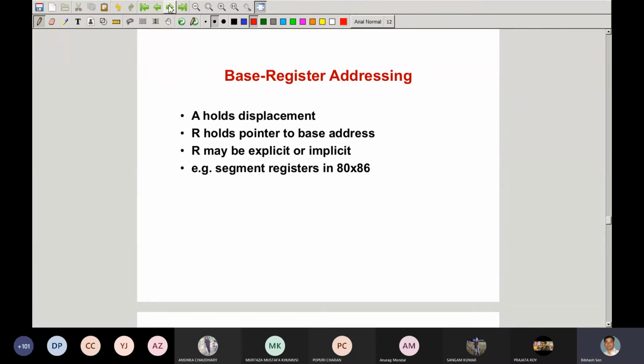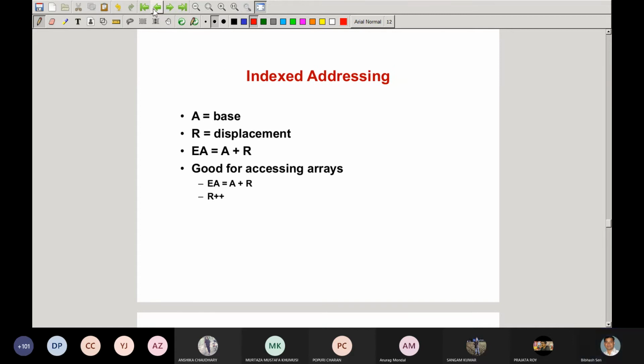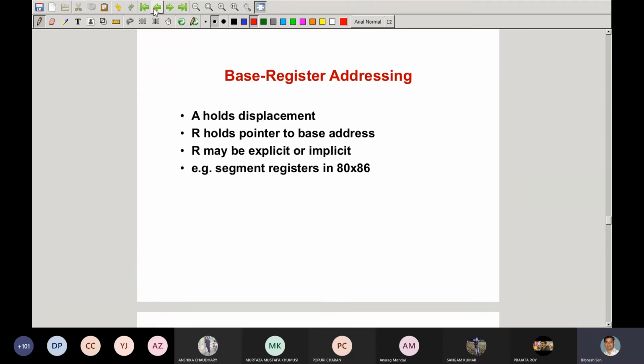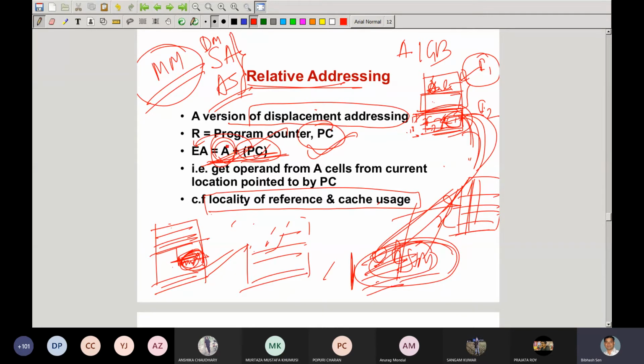Register holds the pointer to the base address, and R may be explicit or implicit, whatever it may be. Now, as a best example, in this case you will find this is a base register where R holds the pointer to the base address and A holds the displacement. In earlier cases, A contains the base address. Suppose the current location is pointed to by the PC, that means get the operand from a cell at the current location pointed to by the PC. It means the PC pointer value will be added to A, and directly you will go to that location to get the value.